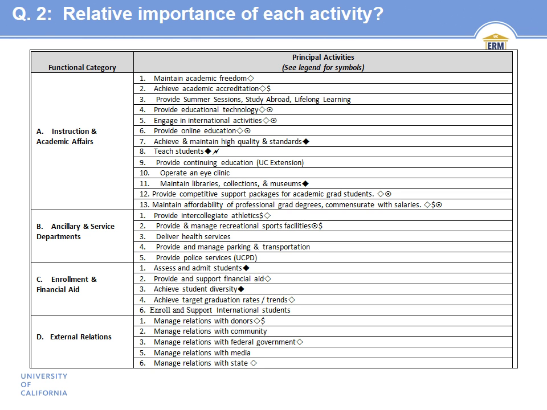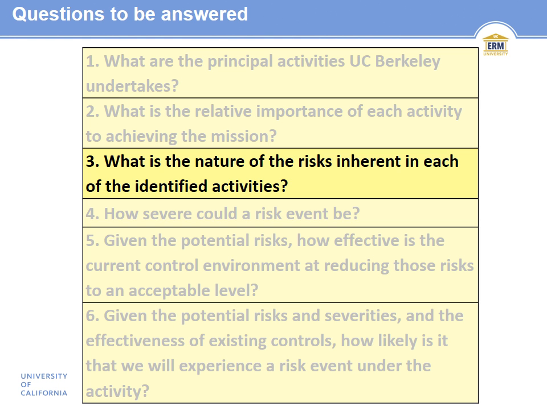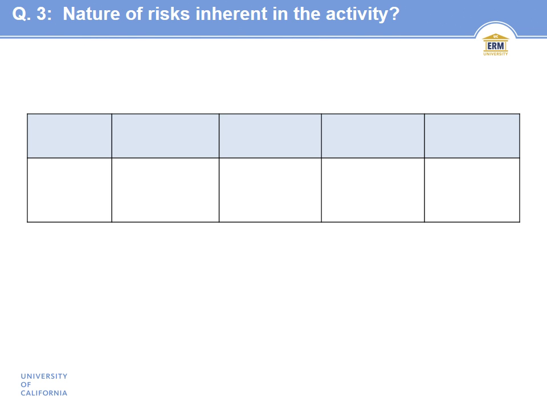So as we analyze these activities, we're mindful of how important they are or how risky they are, given that we've assigned these variables. Okay, so we did that. Now, what is the nature of the risks inherent in each of the identified activities? So you're going to recognize these things. Activities can have different kinds of risks.